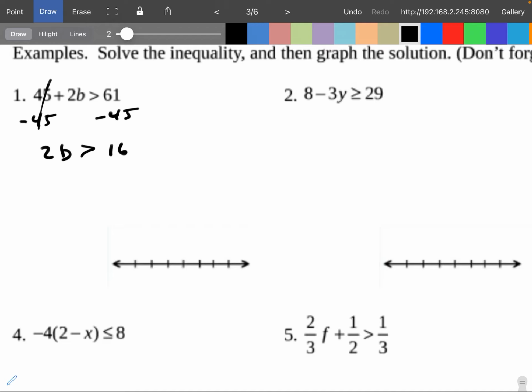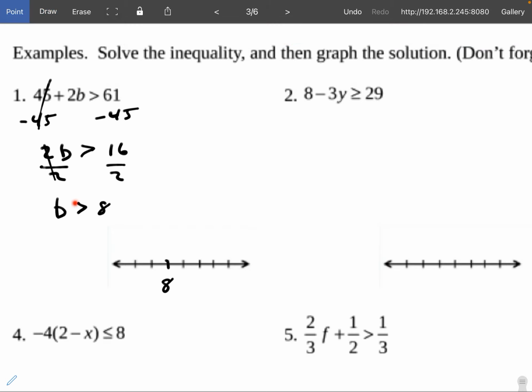Do I need to flip it? No. Flipping is only if you're multiplying or dividing both sides by a negative. It was a greater than, so it's still a greater than. And then I finish by, again, somebody raise their hand, give me the next step. Rachel? Divide by 2. Yep, divide both sides by 2. That's the number in front of the variable. Those will cancel out and make a 1. So I get b is, well, do I have to flip it? No, because I divided by a positive. I only flip it if I divide by a negative. So I get 8 on the right-hand side, and I still have a greater than symbol here.